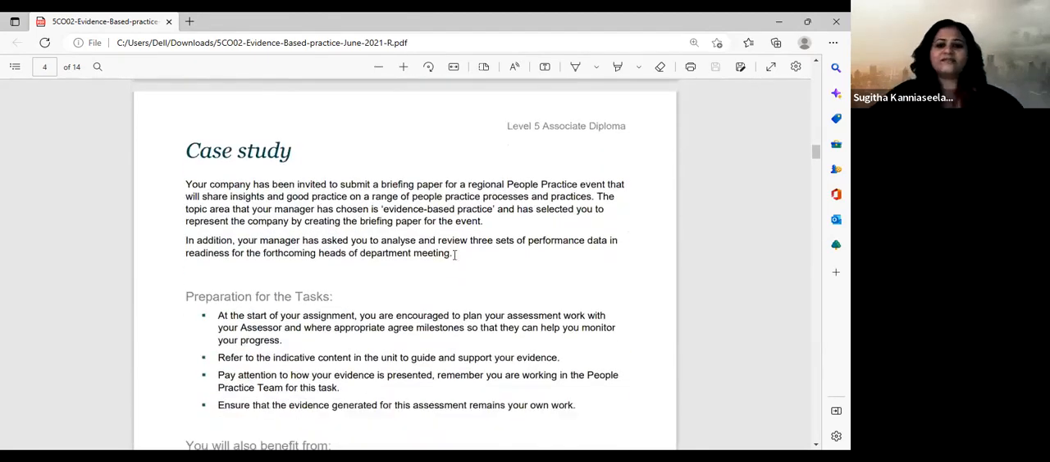So let's jump straight into the question. Your company has been invited to submit a briefing paper for a regional people practice event that will share insights and good practice on a range of people practice processes and practices. The topic area that your manager has chosen is evidence-based practice, and has selected you to represent the company by creating the briefing paper for the event. In addition, your manager has asked you to analyze and review 3 sets of performance data in readiness for the forthcoming heads of departments meeting. So you can already see there are 2 tasks there, right?